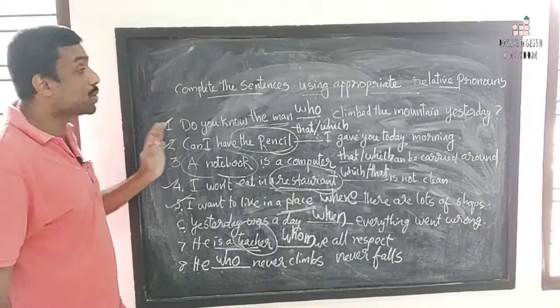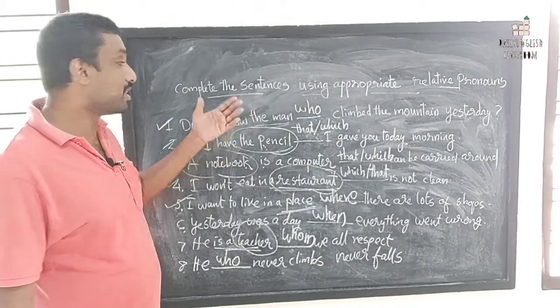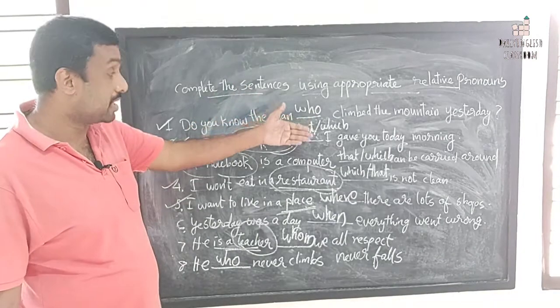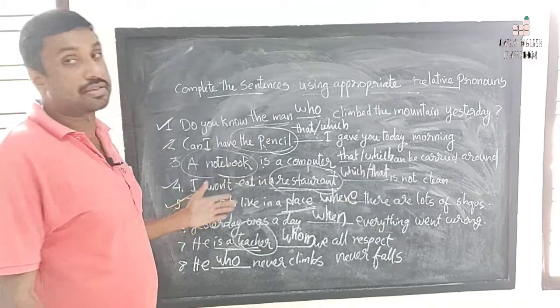So this is how you use the relative pronouns. I hope you understood the difference between the relative pronouns that show a person and the relative pronouns that denote an object or a thing.